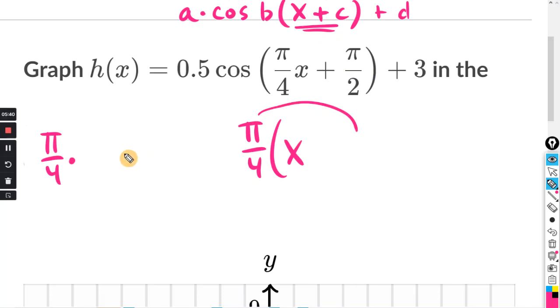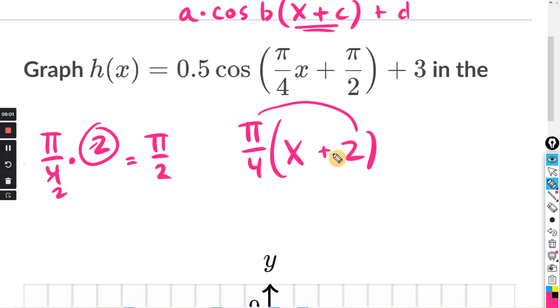Okay, pi over 4 times what will give me pi over 2? Well, if this number was a 2, then we would have 2 over 4, and these would cancel, and we would have pi over 2. So the missing number here is 2. All right, and it's positive, so it's going to be a positive 2.